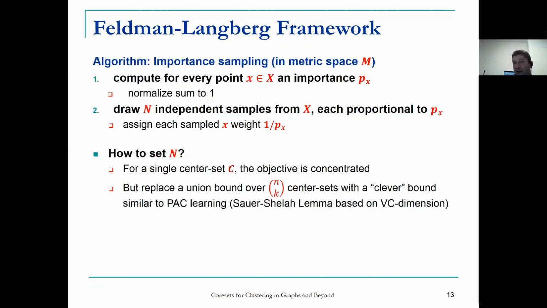So you want to do a more clever union bound. The way to do it is, if it's a graph, you want to have n choose k center sets. This is all, again, too much. So instead, you're doing something clever by using something similar to the Sauer-Shelah lemma from PAC learning, which is based on VC dimension. It reduces the number of bad events, the size of the union bound, and therefore you can use the same concentration, but with better parameters.